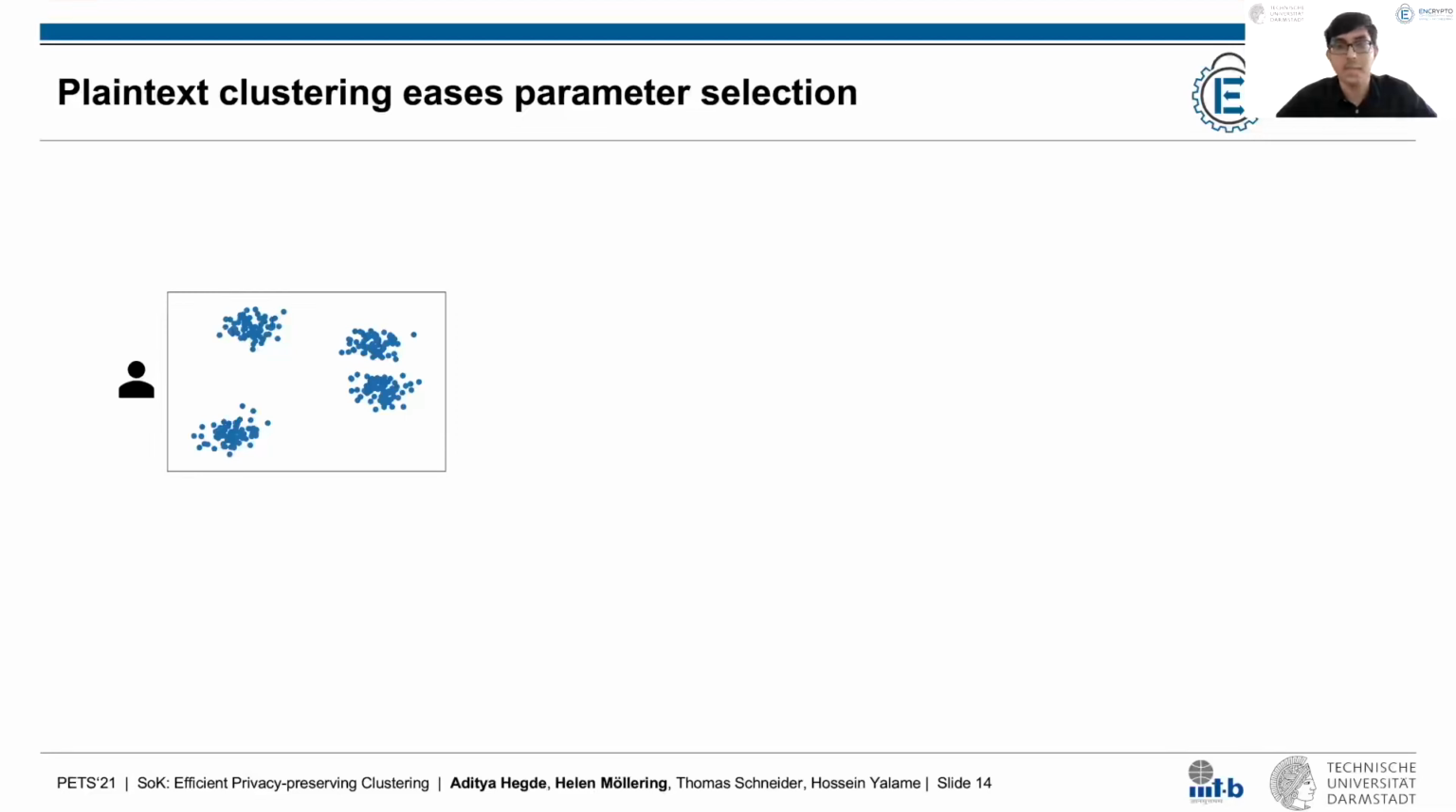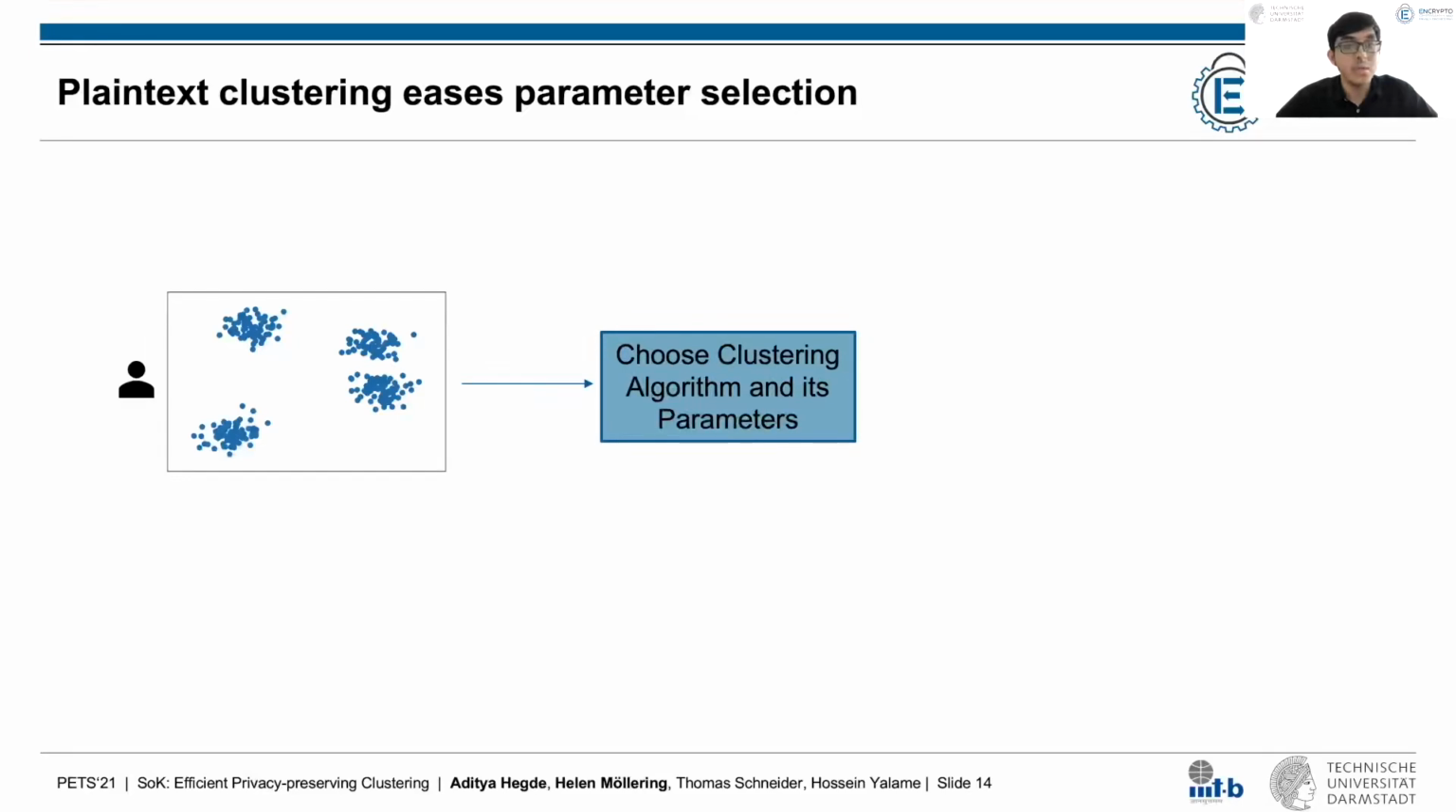their plain text variants. Consider a user which wishes to cluster a dataset. Since this is the plain text scenario, the user has access to the entire dataset and moreover, they can visualize and analyze it. Now, this makes it easy for the user to select an appropriate clustering algorithm and its parameters. For example, in this case, the user might learn that the dataset consists of 4 clusters that have a simple spherical shape, and they might decide to use k-means, which usually works well on such datasets.